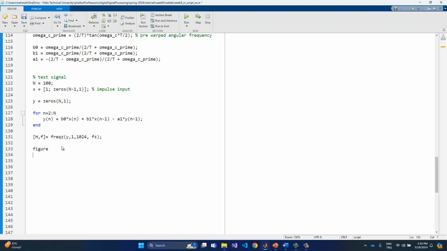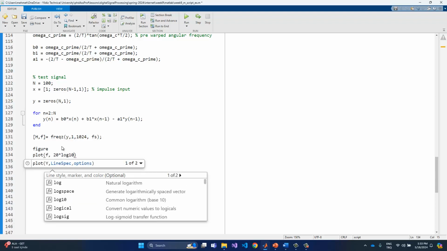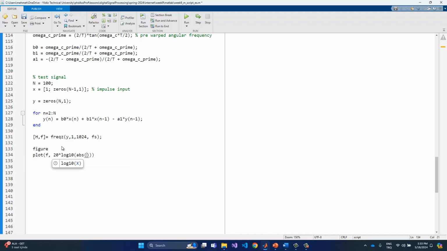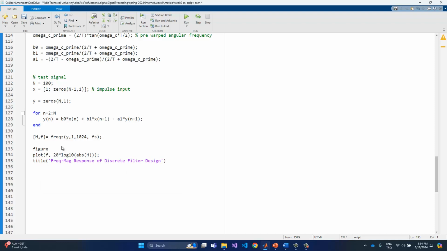Okay, so how can we use this one? The figure, the plot, the f and the magnitudes of this signal, 20 log 10 in terms of the absolute values of h can be given here. This is the title: the frequency magnitude responses of discrete filter design. That's the basic utilization of these characteristics.